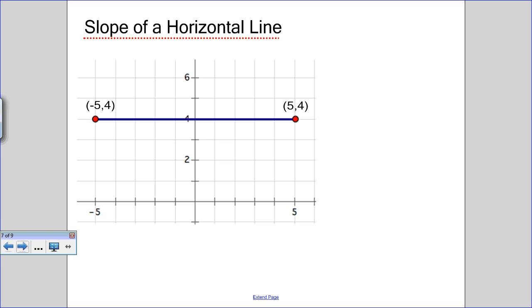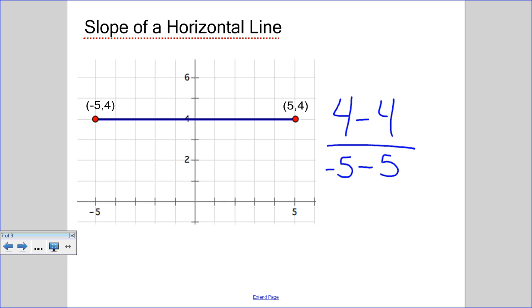Now there are two special cases of slope. The first one is a horizontal line. Let's use our formula to help us find the slope of a horizontal line. Remember, we're looking at the change in y values, so 4 minus 4, over the change in x values. So let's say -5 minus 5.